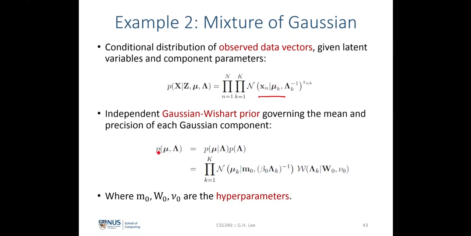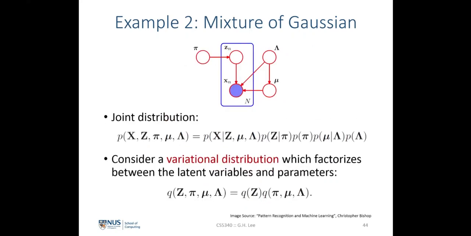Now, the conjugate prior of mu and lambda is given by the Gaussian Wishart prior, in this expression over here. The Gaussian Wishart prior consists of two terms. The first term is our normal distribution, and the second term is our Wishart distribution, where m naught, w naught, and v naught are all hyperparameters to parameterize the Gaussian Wishart prior for mu and lambda. Now, the joint distribution can be given by this expression over here.